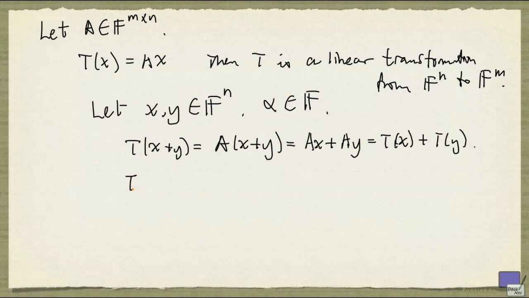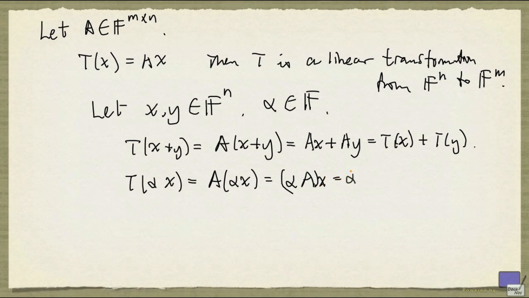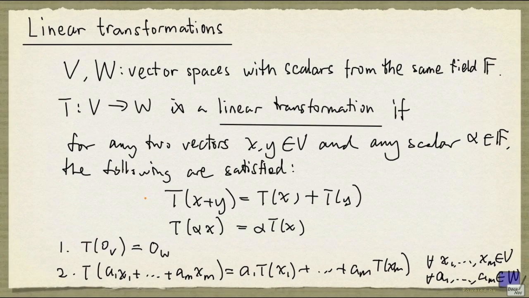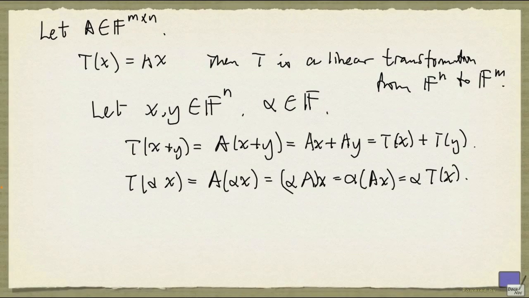Now let's check the second property. So T of alpha x is the same as A times alpha x, and by property of scalar multiplication this is the same as alpha times A times x, which is alpha times T of x. Alright, so our T satisfies these two properties, and so T is a linear transformation.